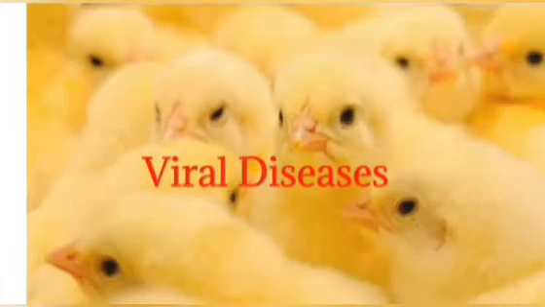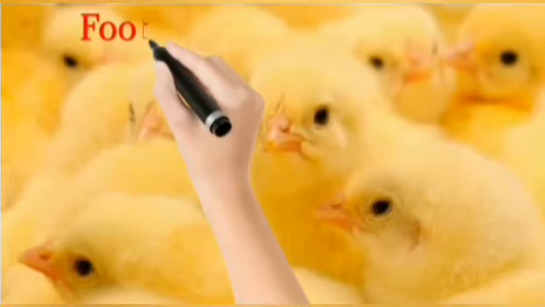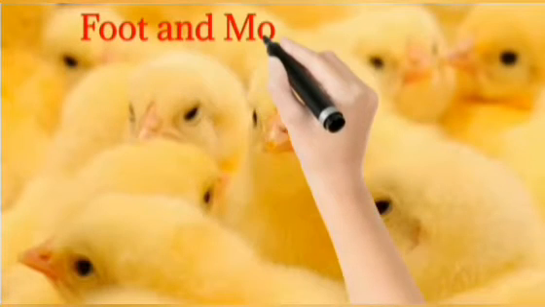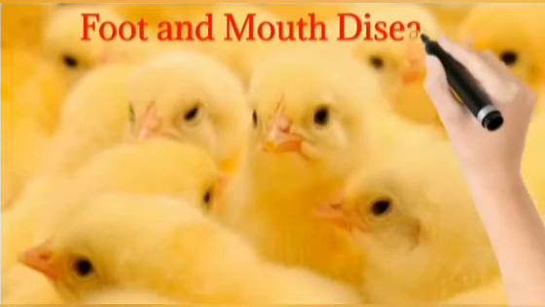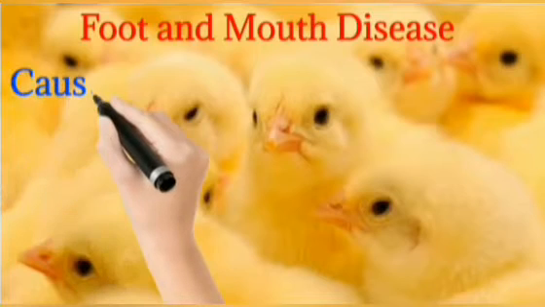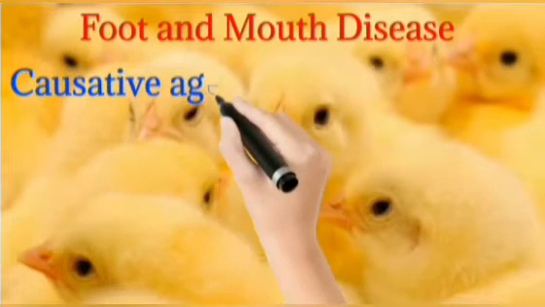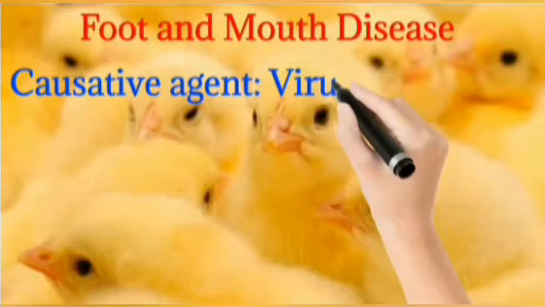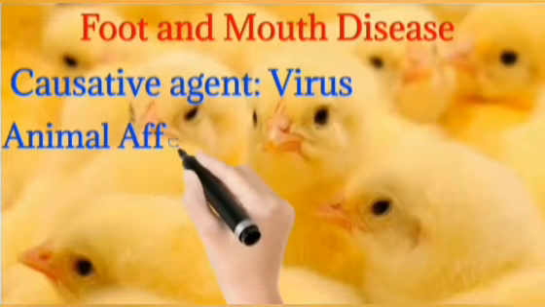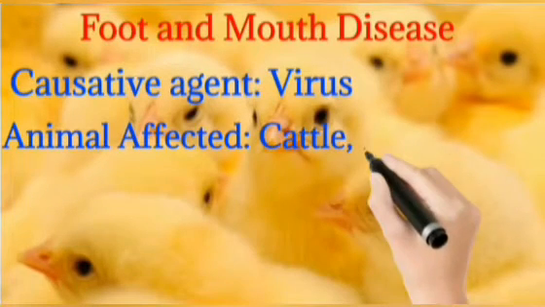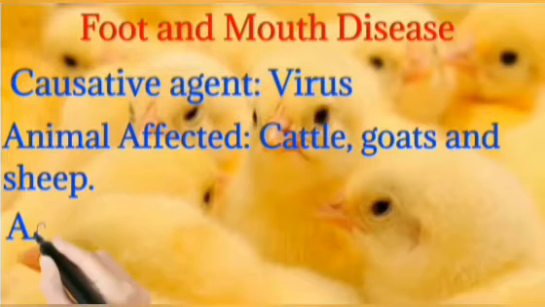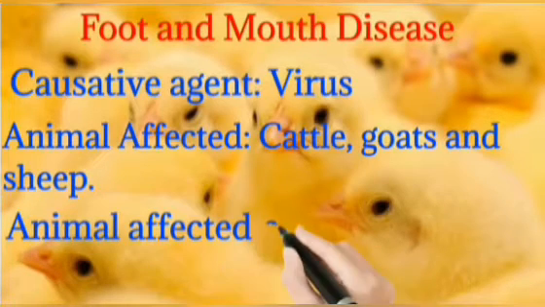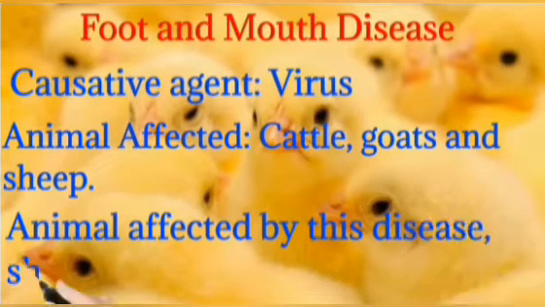Earlier on, we talked about pathogenic diseases, that is, diseases caused by pathogens. And the first one we'll be considering among all these diseases are the viral diseases. And the first among the viral diseases is the foot and mouth disease. Now, this foot and mouth disease is caused by a virus. Of course, like I said, it's a viral disease. And the animals affected include cattle, sheep, and goats.